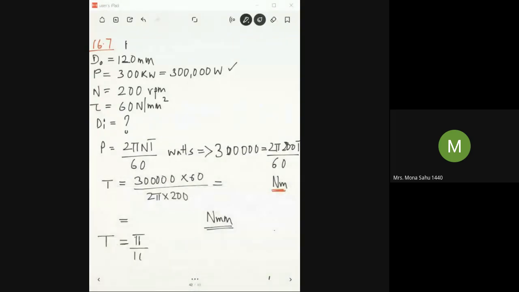So we know this equation. Yeah, so substitute all the values. We know torque, shear stress is given, D naught is given. You just have to find what is DI. So please solve. I'll give you 5 minutes. If you have any doubts, you can ask.